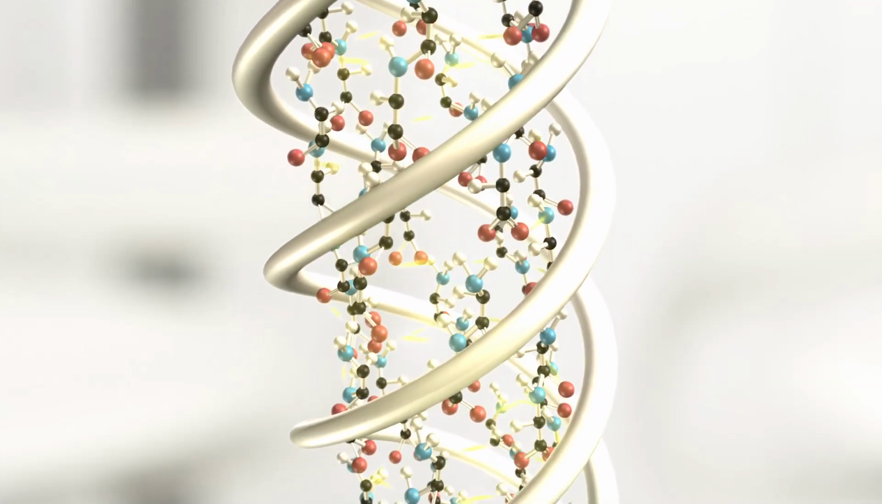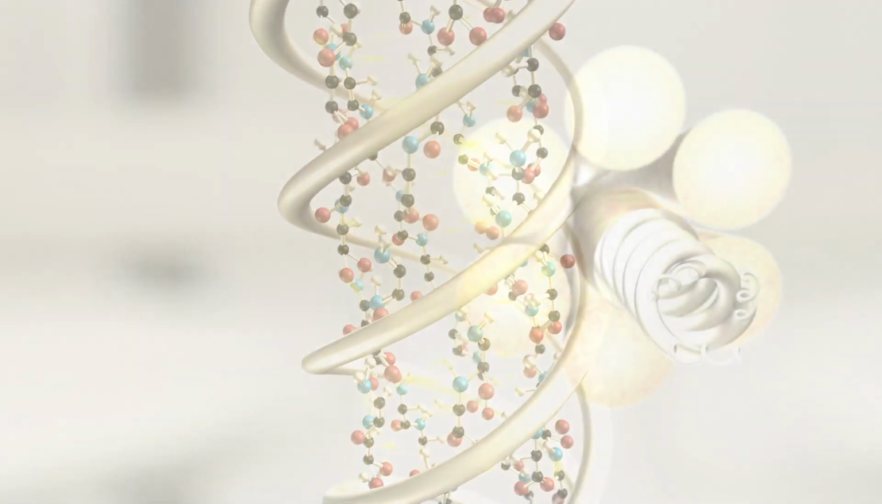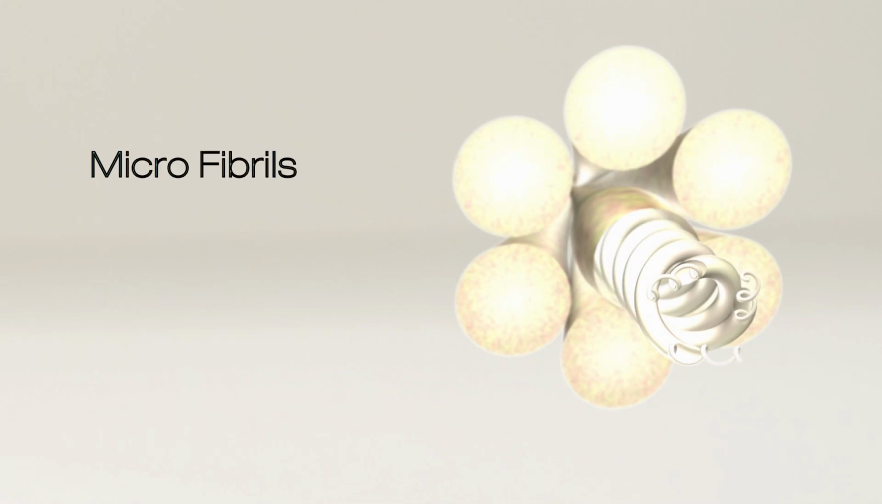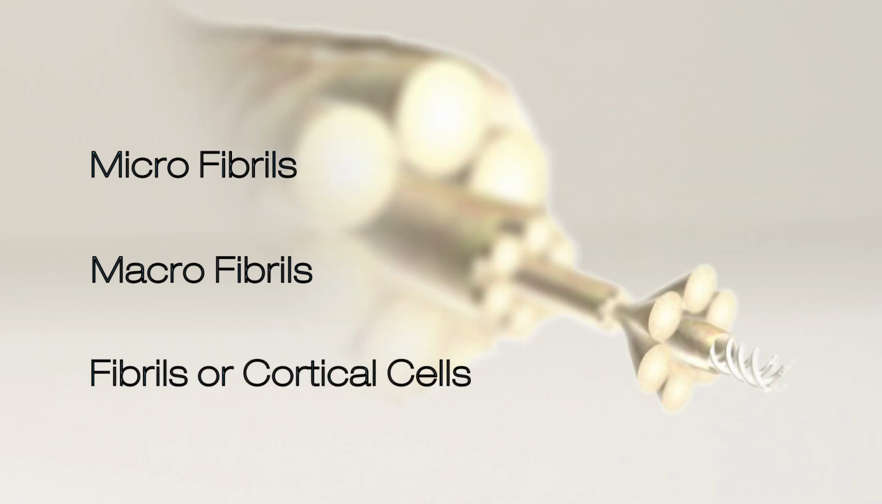Approximately 7 to 9 of these helical coils twist and bind to form larger bundles called microfibrils, then twist again to form macrofibrils, and then twist once more to form fibrils or cortical cells.